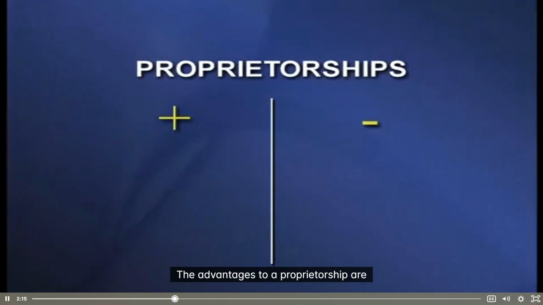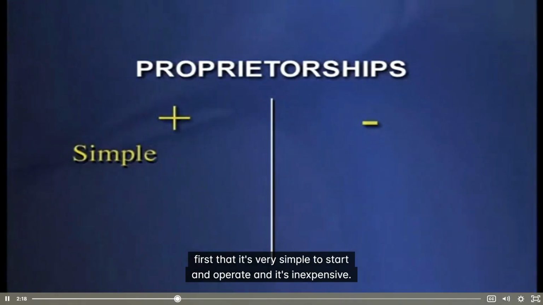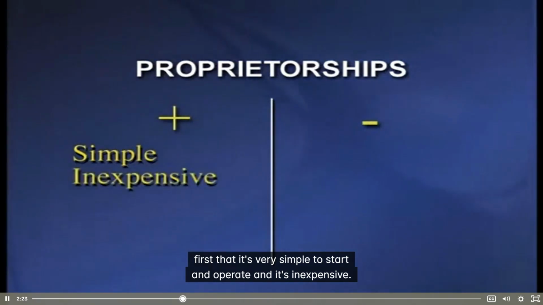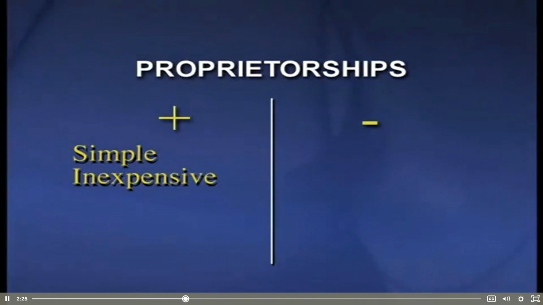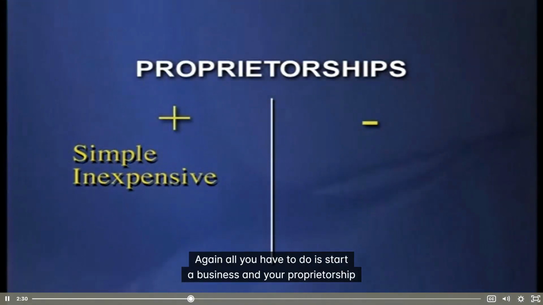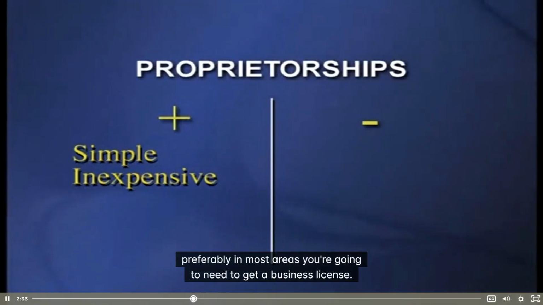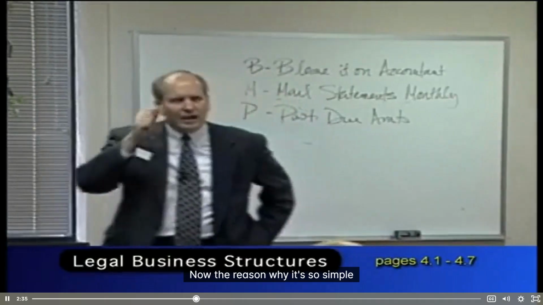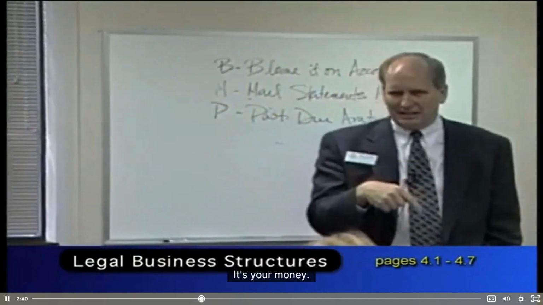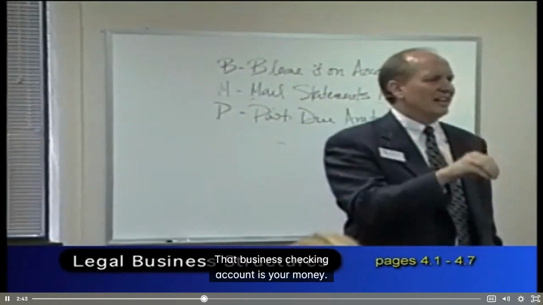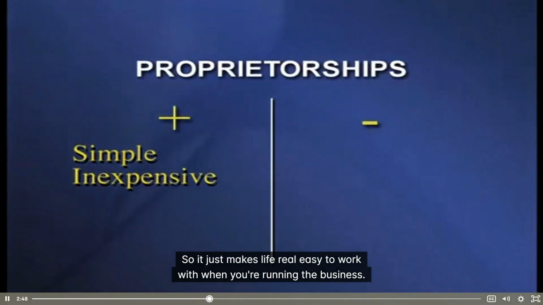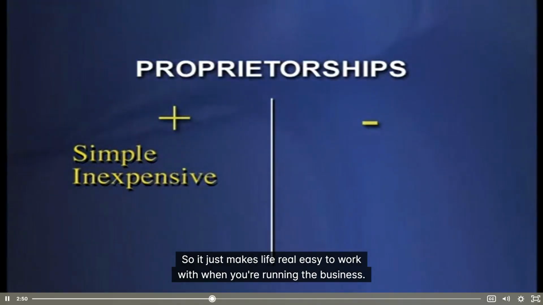The advantages to a proprietorship are, first, that it's very simple to start and operate, and it's inexpensive. Again, all you have to do is start a business and you're a proprietorship. Preferably, and in most areas, you're going to need to get a business license. Now, the reason it's so simple in a proprietorship is there's nobody to answer to. It's your business. It's your money. That business checking account is your money. So it just makes life real easy when you're running the business.